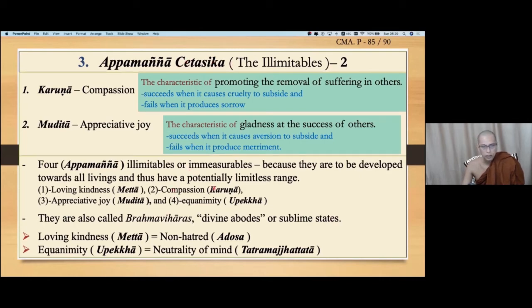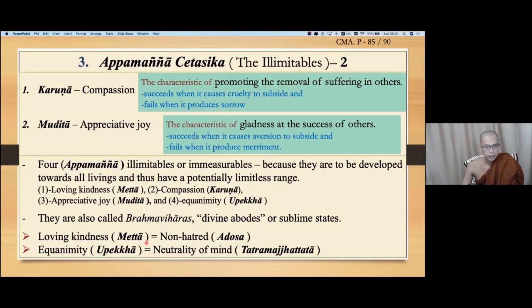So there are four Appamanya, illimitables or immeasurable, because they are to be developed focusing on all living beings. All living beings cannot be given any limits. That is why they are illimitable. So the power also becomes illimitable following the object of living beings. In other words, they are also called Brahma Vihara, divine abode. So the four Brahma Vihara are Metta, Karuna, Mudita and Upekkha, or sublime states.